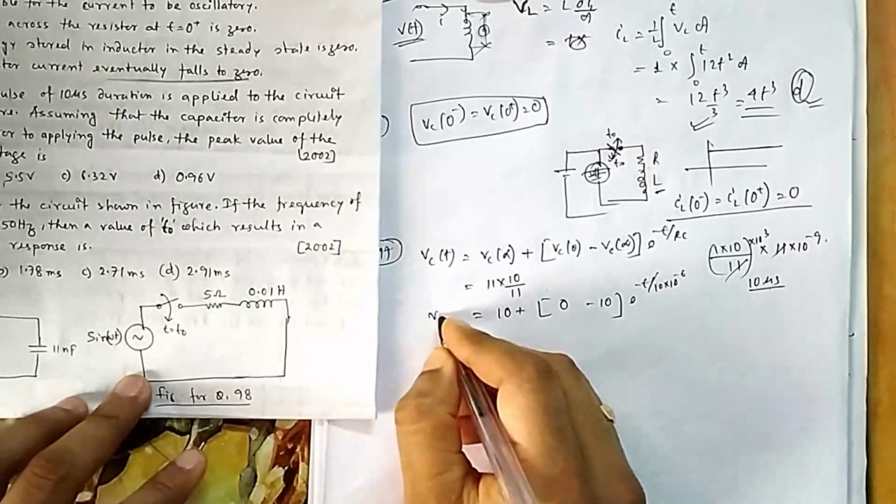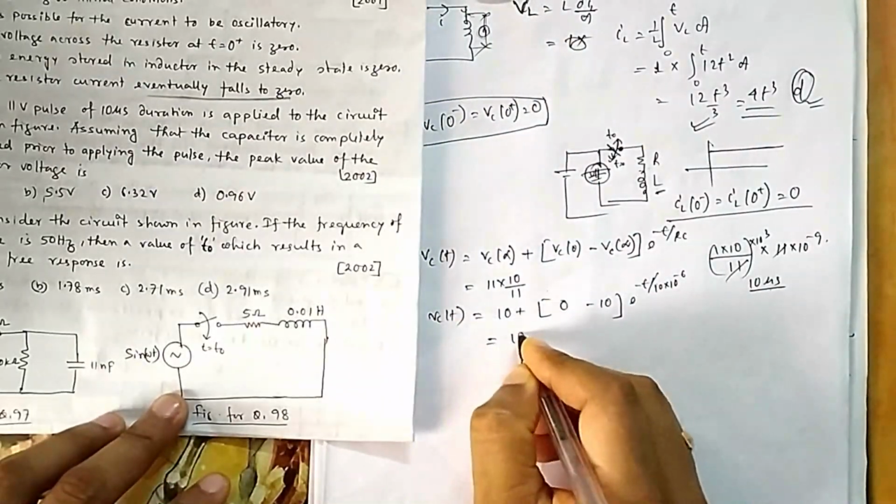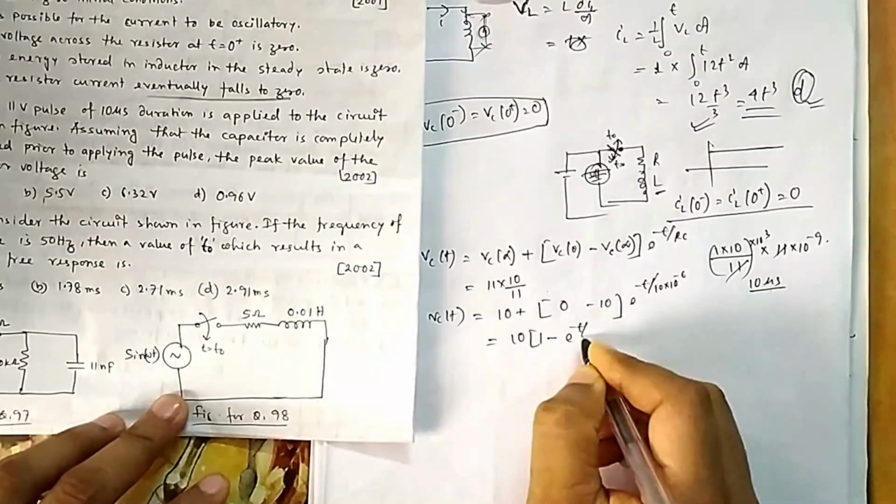So this is the expression for VC(t). The voltage across the capacitor was growing like this.